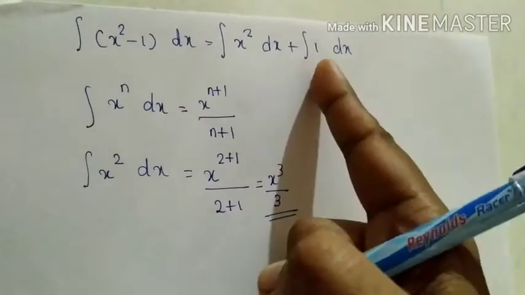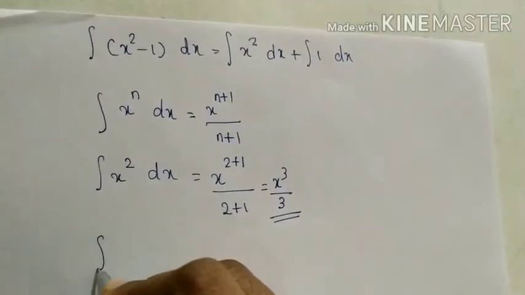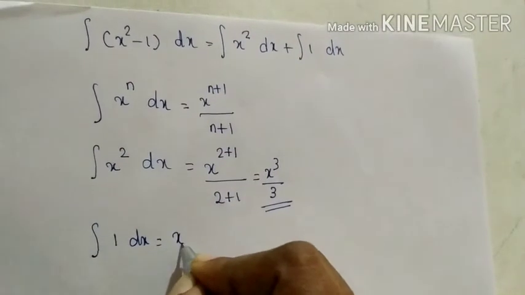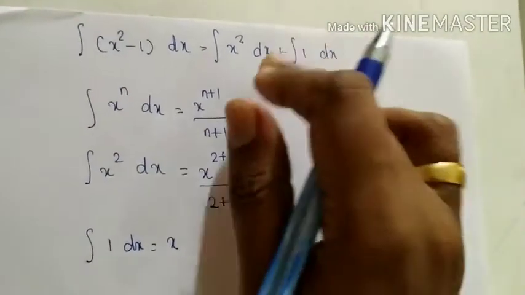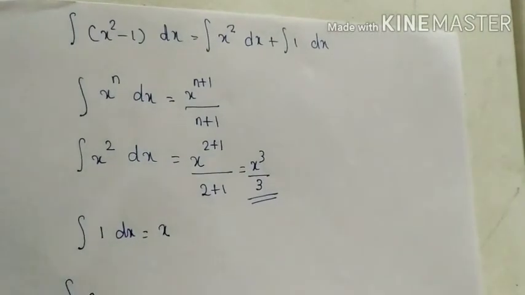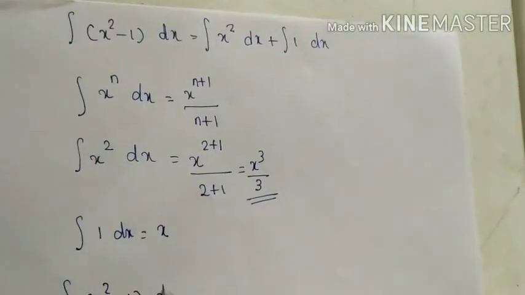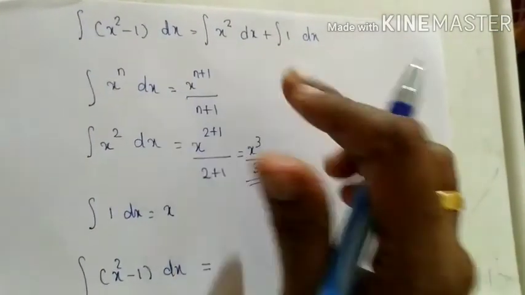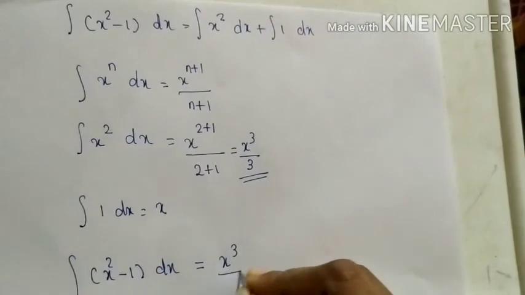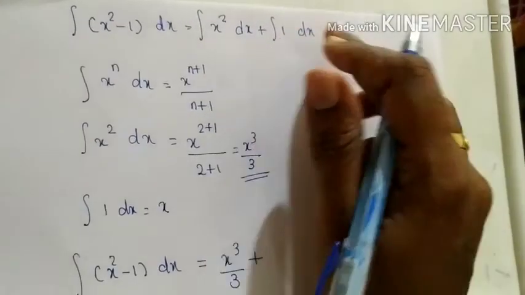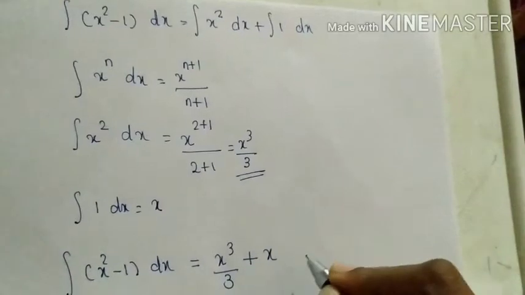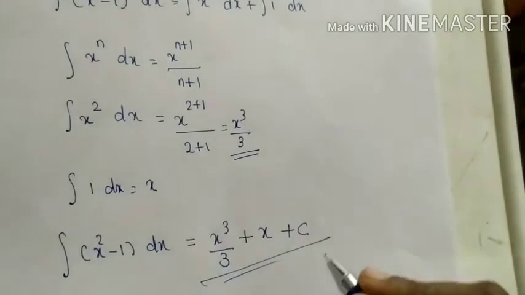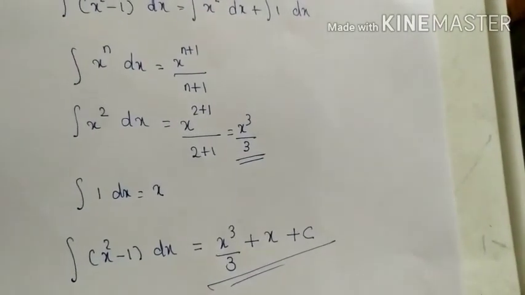And we know that the standard integral of 1 dx is x itself. So, by substituting the values here, we get integral x square minus 1 dx equal to integral x square dx, which is x cube by 3, plus integral 1 dx, which is x, and don't forget to write a constant c here. So this is our final answer. I hope you understood.